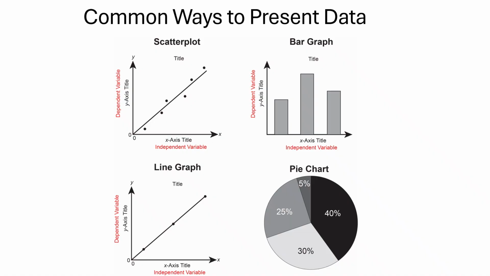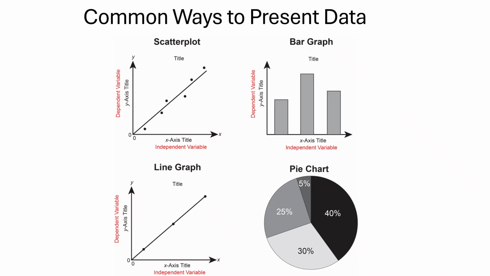Okay, so in order for us to display our results, we're going to do this using graphs. There are different types of graphs. For example, you have scatter plots, bar graphs, line graphs, and pie charts. It depends on what message you're trying to show. That's going to determine what type of graph you're going to use.